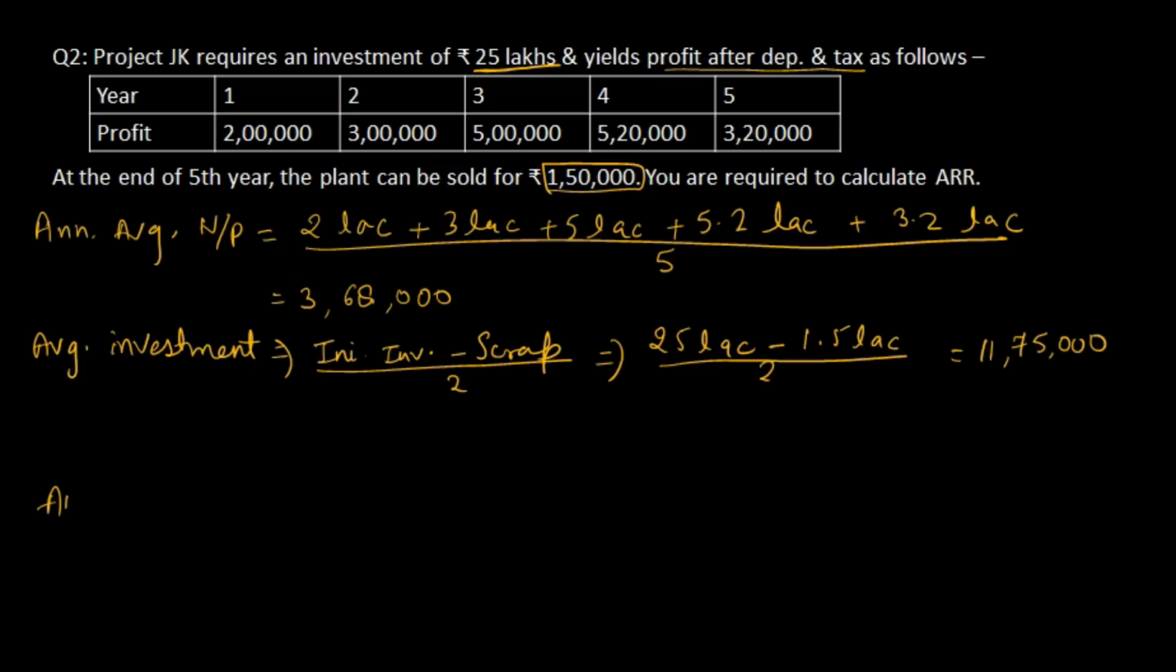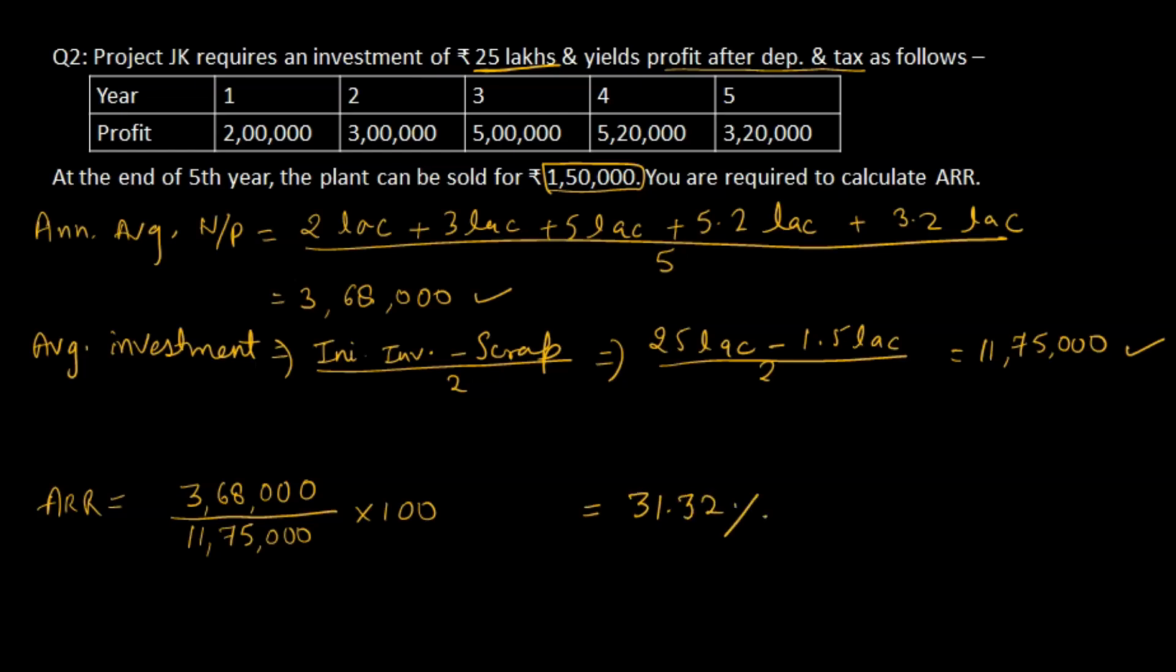We got both the things. Now just calculate ARR. For the numerator we need annual average net profit after depreciation and tax, that is 3,68,000. We have calculated the average, and for the denominator we need average investment, 11,75,000. We take this and multiply by 100. How much percent will we get? Just calculate this and you will get 31.5, about 32% as ARR. So this is the case. Very simple. You just need to calculate the average investment, and for average investment we have two formulas, remember that.